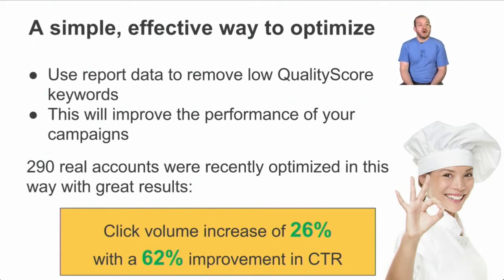Recently within Google, 290 real accounts were optimized using a very simple method like this, where all we did was pick the highest performing quality score keywords and drop the rest. The result of performing one cycle of optimization like this was a click volume increase of 26% and a 62% improvement in CTR. So it's a very effective way and very low-hanging fruit to get pretty substantial results. We're just doing very simple optimization based on very simple quality score rankings of keywords.